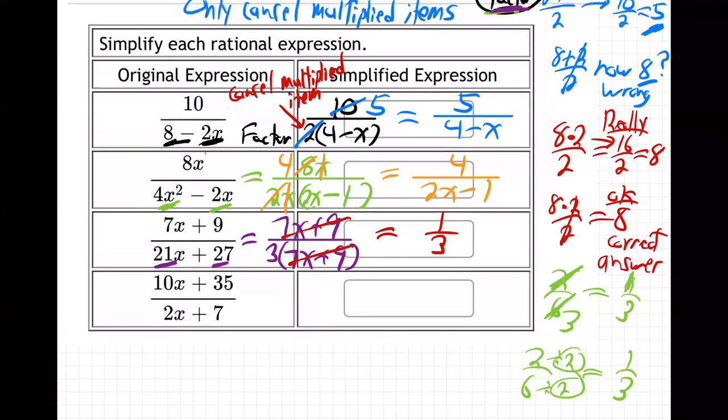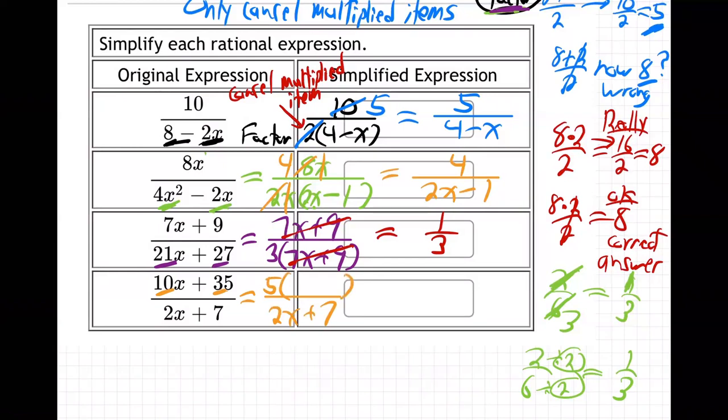All right, last one. Same thing. So can't I just go 2 into 10 5 times? X cancels X, 7 into 35. No, totally illegal procedure. No, these are added and subtracted items. No. Only multiplied items. So what am I going to do? Well, on the bottom can't factor, right? 2x plus 7. 2 and 7 have nothing in common. But on the top, 10 and 35, they have 5 in common, don't they?